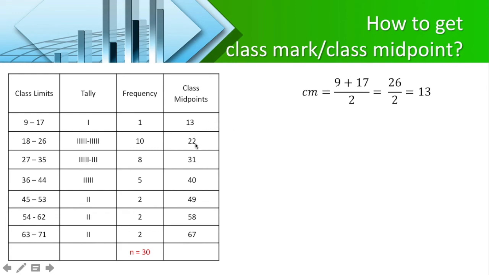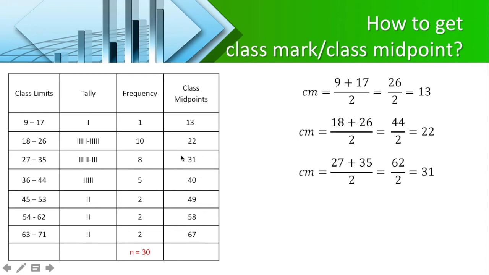How about the class midpoint of the second class category or class interval? This is 22. So how do we get 22? Let us apply the formula. Lower limit plus the upper limit divided by 2, and that is 18 plus 26 equals 44. Divided by 2 is 22. Okay? And how about 31? That is 27, your lower limit, and 35 is your upper limit, and when you add that, that is 62. Divided by 2 is 31.